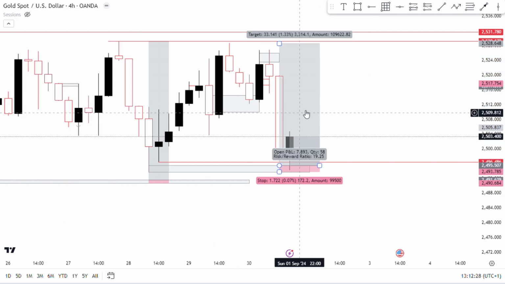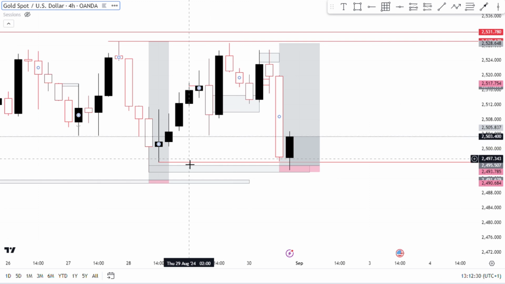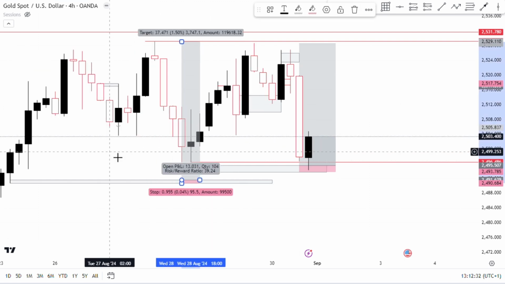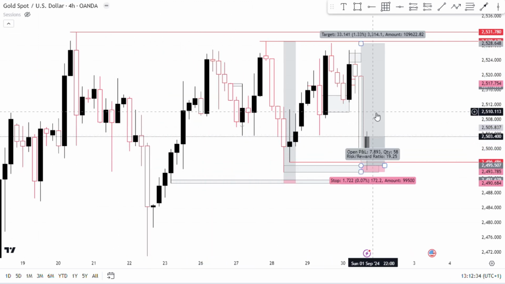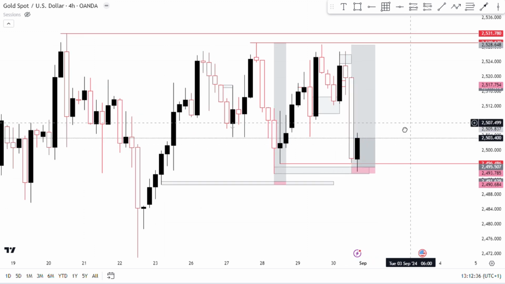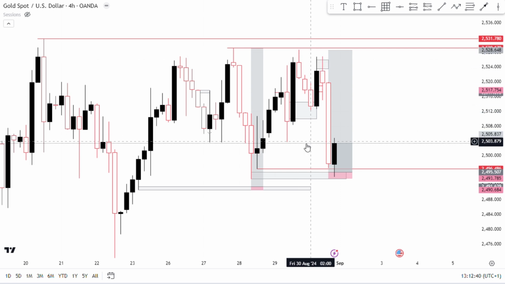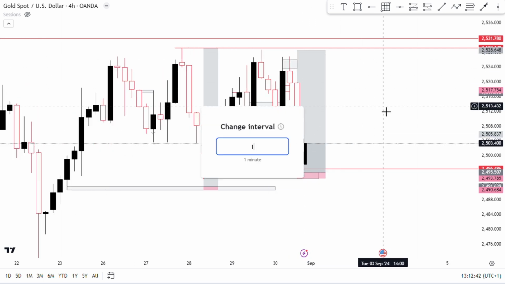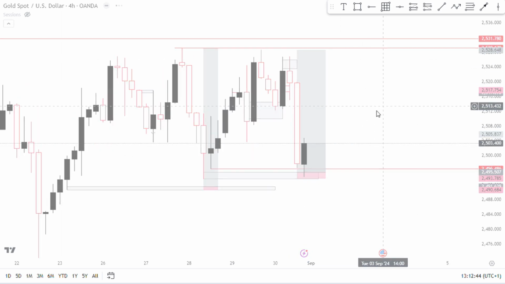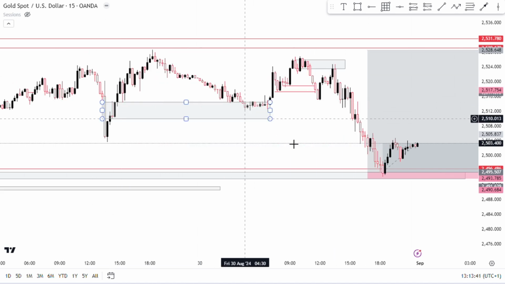So this is the second setup I saw last week, and this is the first one right here. Price did not pick my trade, and then I waited for the second setup, for price to return back to my entry, and then it finally picked my trade, and it's going in a bullish direction right now. So let me go back to a 15 minutes time frame. This 15 minutes time frame right here.